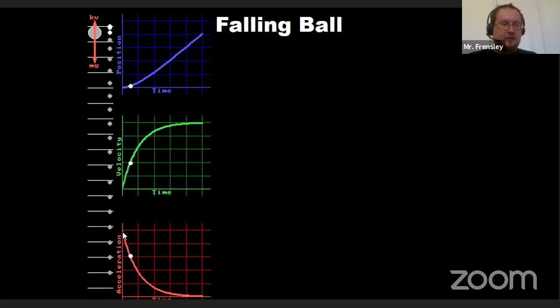And the acceleration, which is initially 9.8, asymptotically decreases, approaching zero as the forces reach a point where they balance. Okay, time for the bonus round.